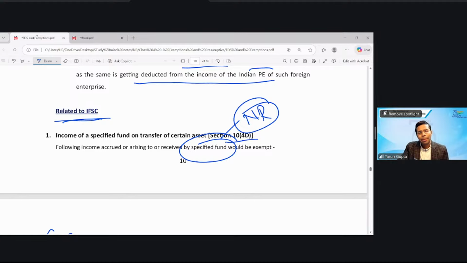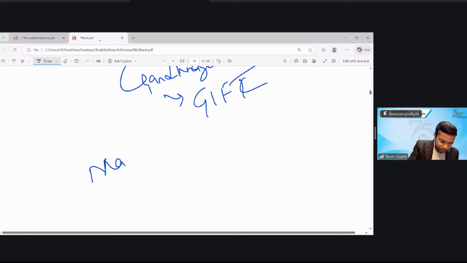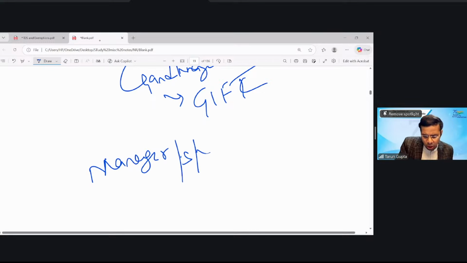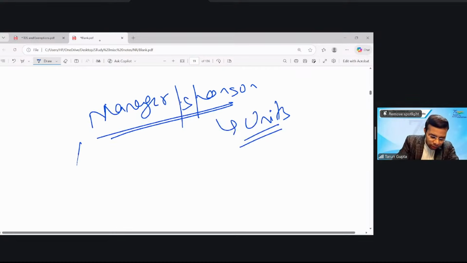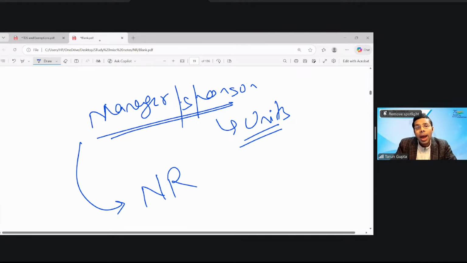Actually, primarily all the units of a specified fund are held by non-residents, except the units held by its manager or sponsor. There may be a manager or sponsor of this fund who might be a resident, so he may have some units in this specified fund. Except the units held by its manager and sponsor, all the units are required to be held by non-residents only. And the income which the specified fund is deriving shall be exempt under section 10(4D).